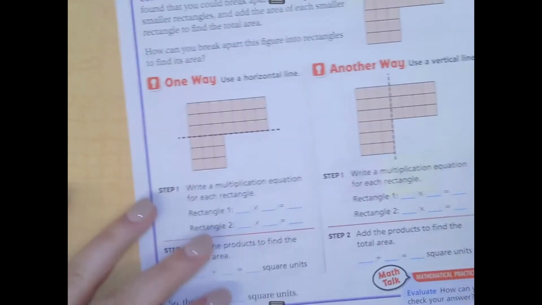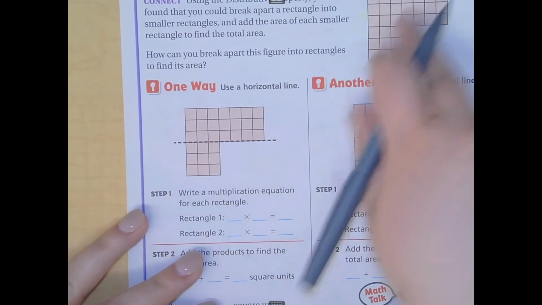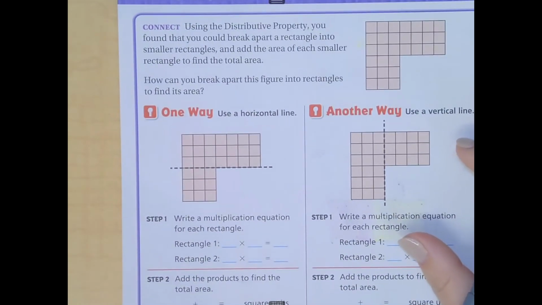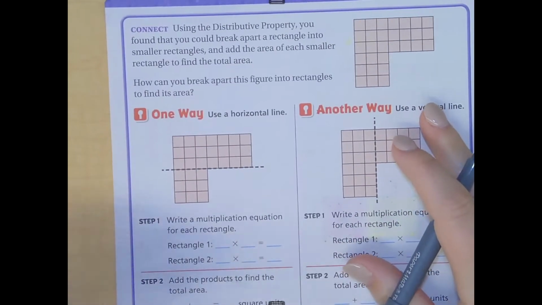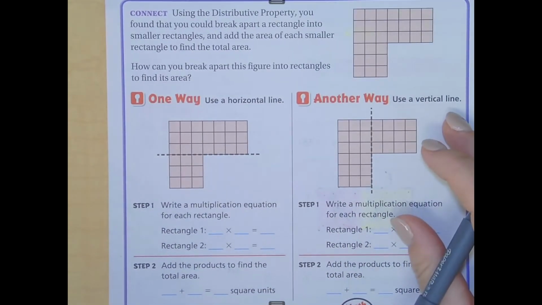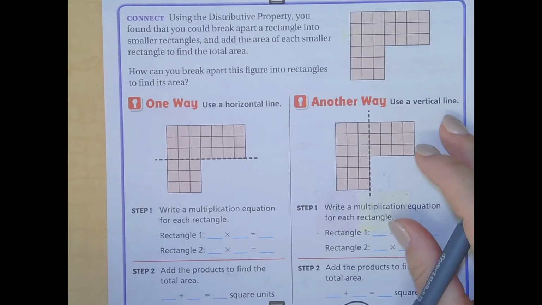Okay, flip your page over. And this is what I meant by awkward shapes. The boot that we've talked about. See, when you turn it, it looks like a boot. Use the distributive property you found.